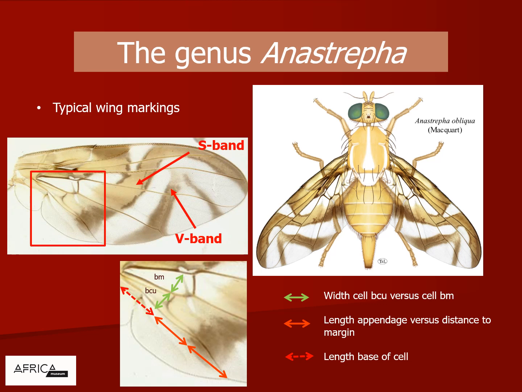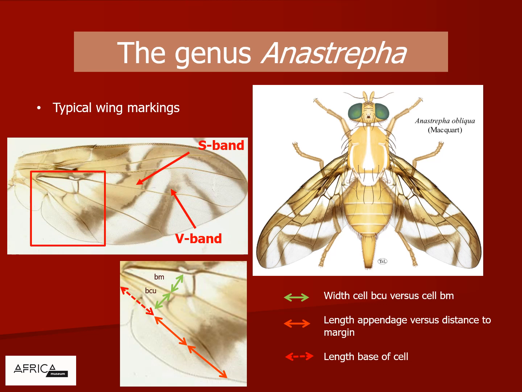Most Anastrepha species have a similar type of wing marking consisting of bands. From the base to the apex of the wing, there is a sinusoid band running which in the latter part runs along the anterior margin of the wing. This is called the S-band. Below that one, there is a forked band which looks like an inverted letter V and is called the V-band. The wing markings are usually yellow-brown as shown here, but can sometimes be more blackish.